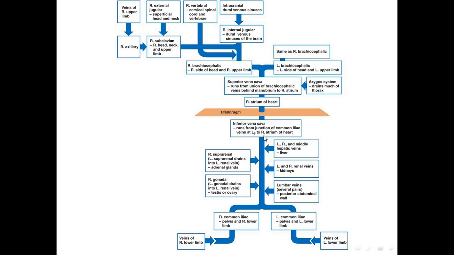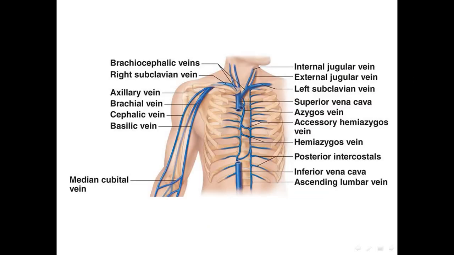Inferiorly, we have the inferior vena cava, which drains the abdominal and lower limb venous blood back to the right atrium of the heart. This is an anatomical illustration of these structures. So here we have the two brachiocephalic veins, the subclavian veins, the superior vena cava, and inferiorly here we have the inferior vena cava. And these are the azygos venous system.